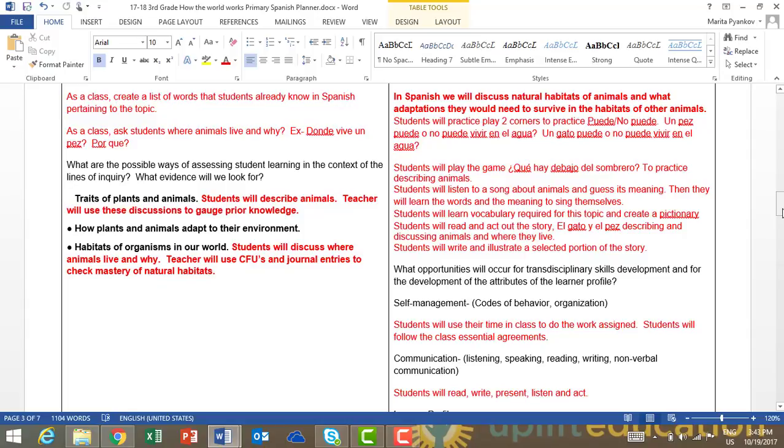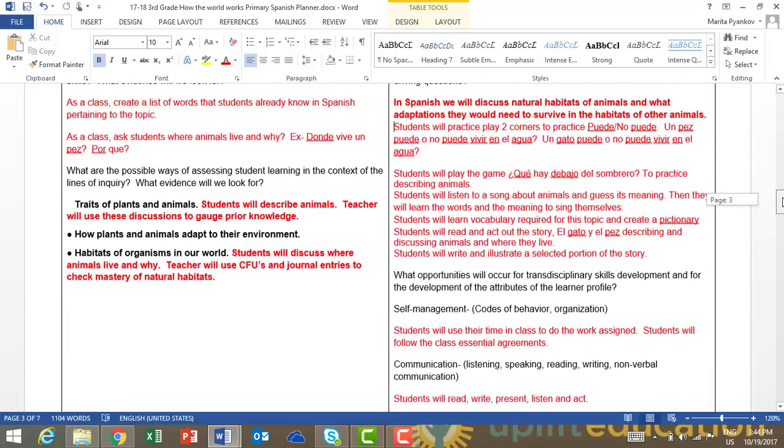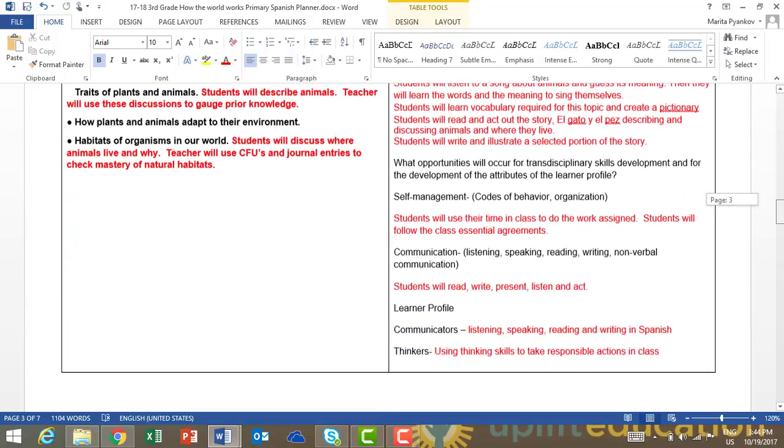We can play 2 corners for puede, no puede, and put up an animal. Can it or can it not live in the water? And so that's just an example. Another thing that we could do, we have games, we have songs, we have all sorts of activities, writing Pictionaries, drawing what we've learned, writing and drawing the story, all of the learning activities that we could do.